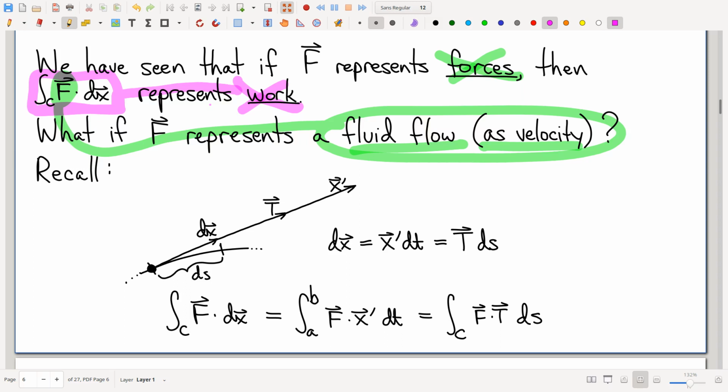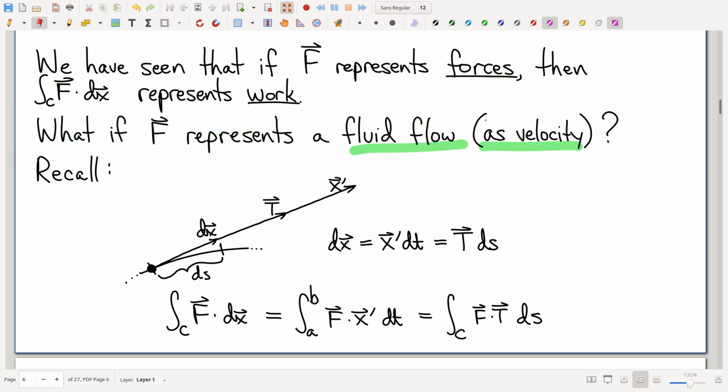Right, physically. How am I supposed to, clearly if my vector field represents a fluid flow, then there's a physical scenario we're addressing. So this has got to represent something physical. It's definitely not work. So what is it? Okay.